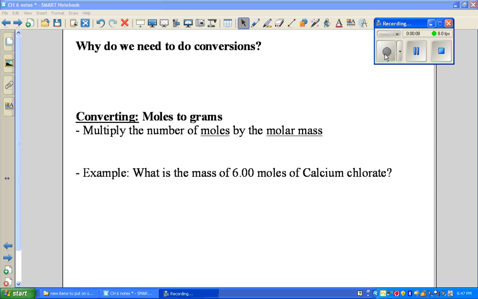Today we're going to have a short little lecture continuing on chapter 6, and we are going to be talking about why we need to do any conversions. So we're going to be showing you how to do some conversions, but why do we even need to do them? Well, the first thing is we need to be able to compare things.